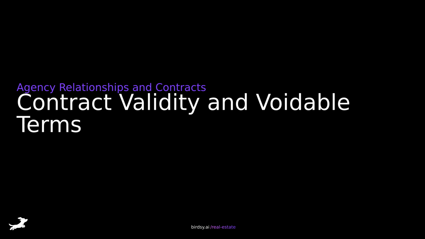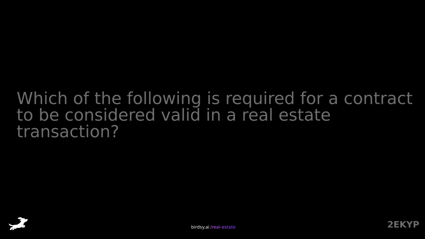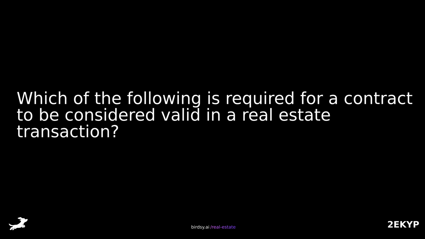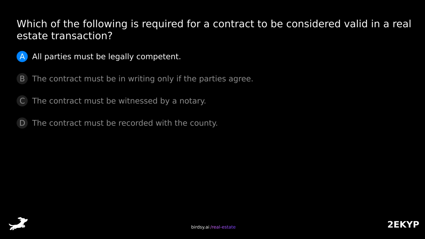Contract validity and voidable terms. Which of the following is required for a contract to be considered valid in a real estate transaction? Is it A, all parties must be legally competent? B, the contract must be in writing only if the parties agree? C, the contract must be witnessed by a notary? Or D, the contract must be recorded with the county? The correct answer is A, all parties must be legally competent.